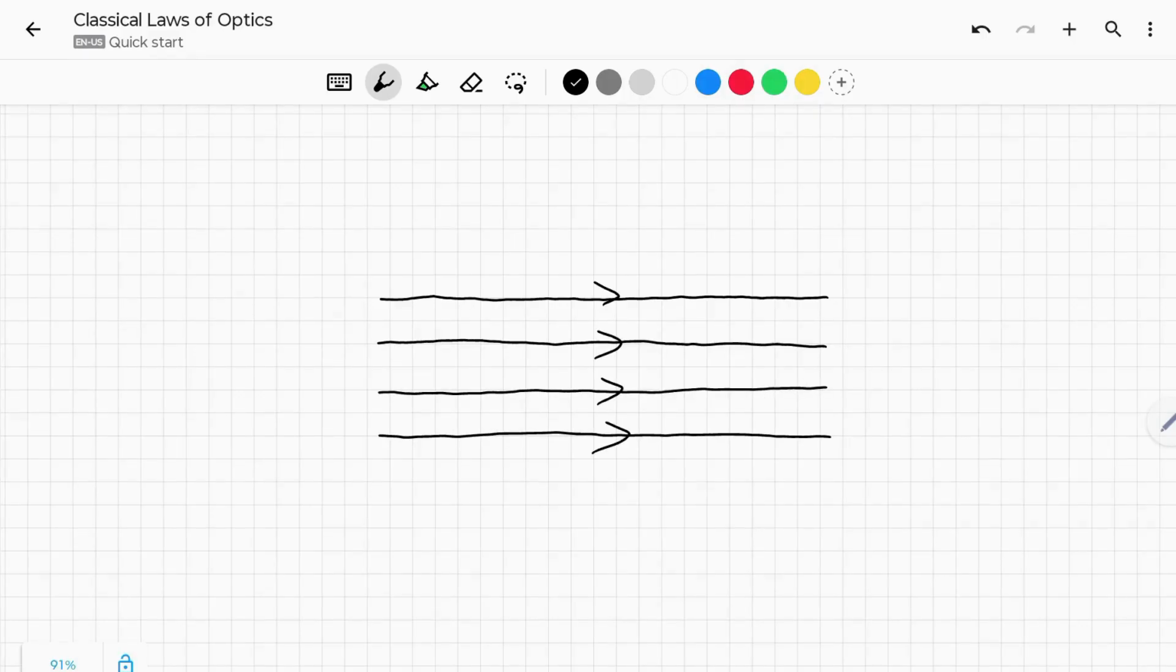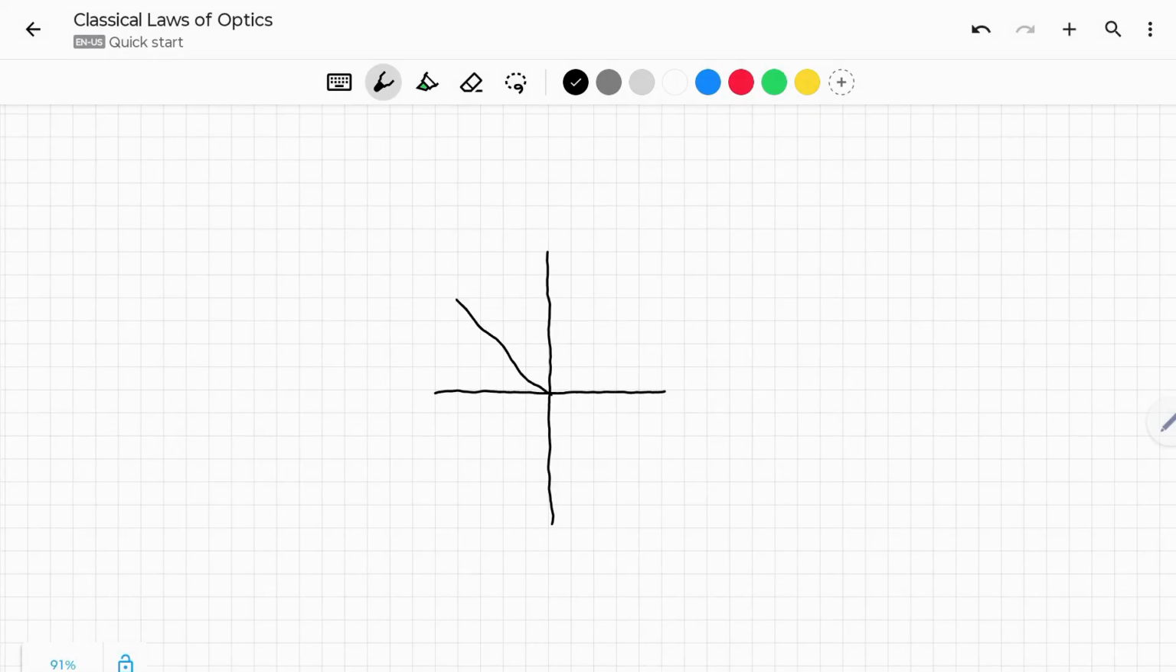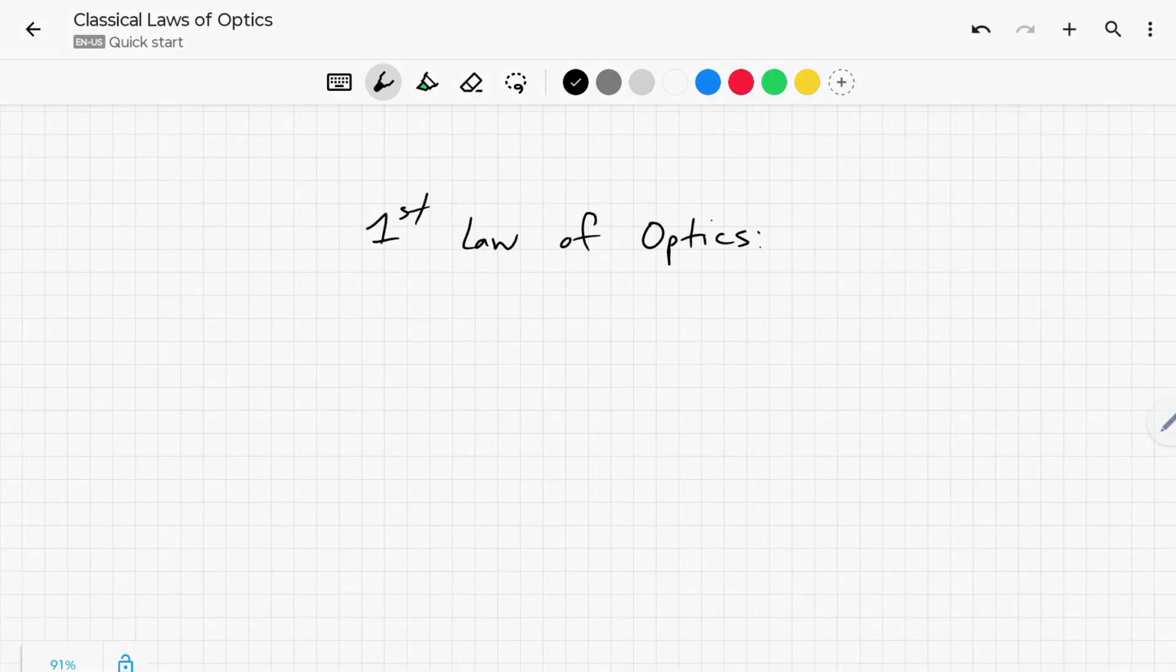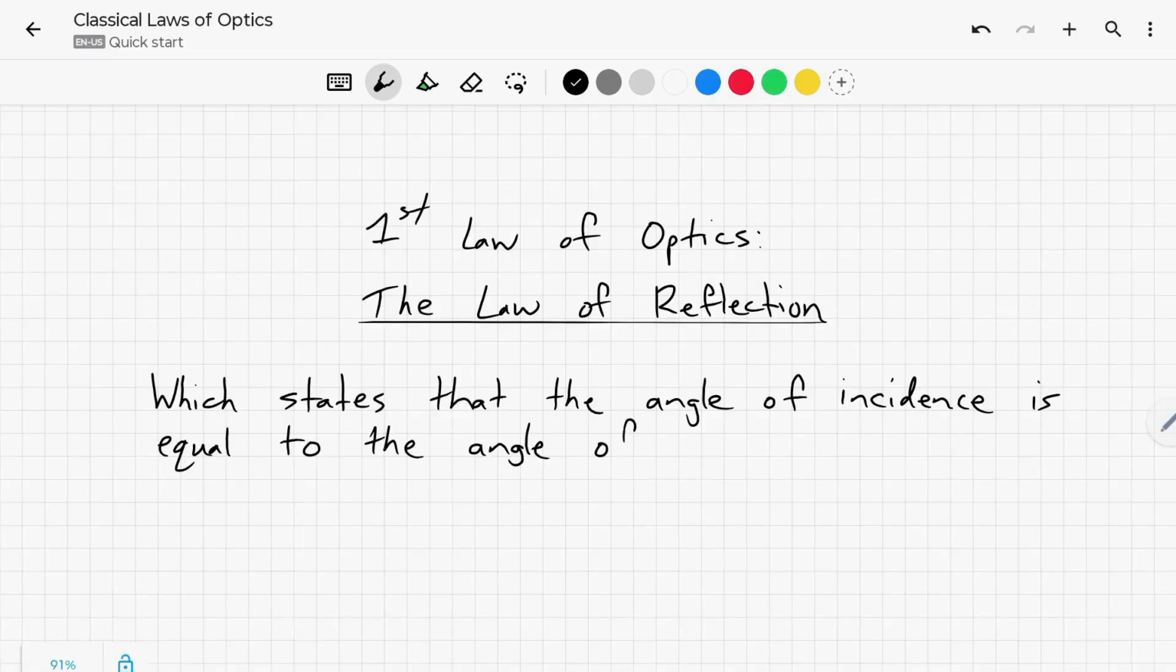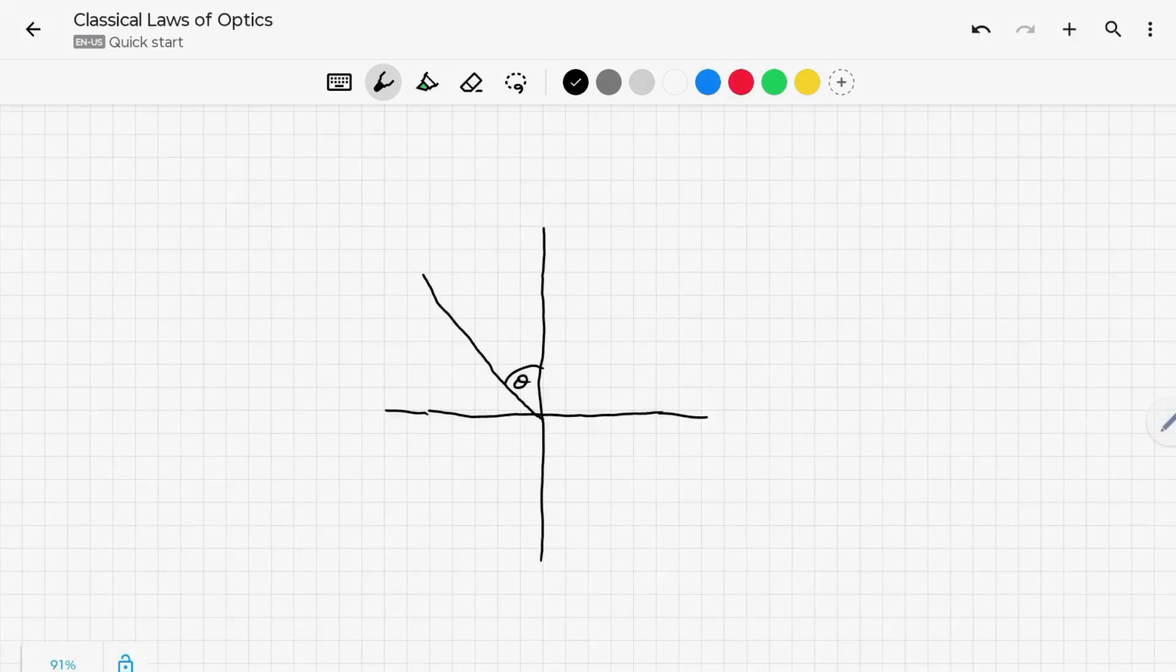Now this light beam can change direction only if it comes in contact with another surface. And if it's a smooth reflective surface, the light beam can reflect off it. Which brings us to our first law of optics, the law of reflection, which states that the angle of incidence is equal to the angle of reflection. Quite an easy one to remember. One thing to remember is that the angles are measured from the normal to the surface.